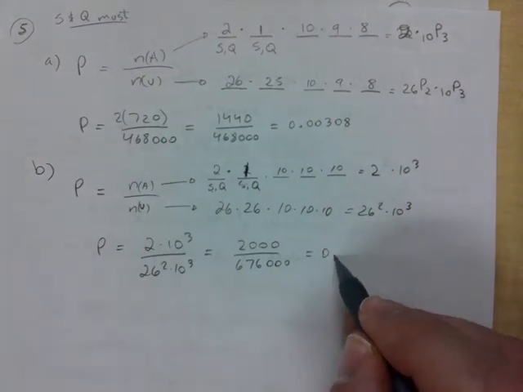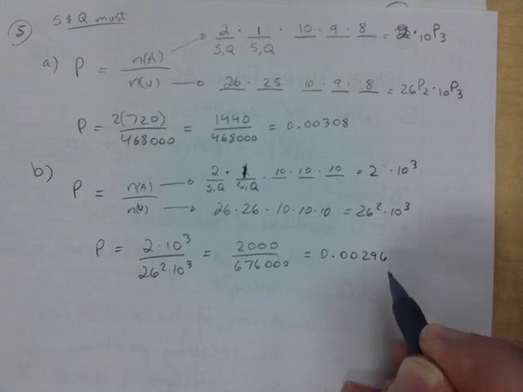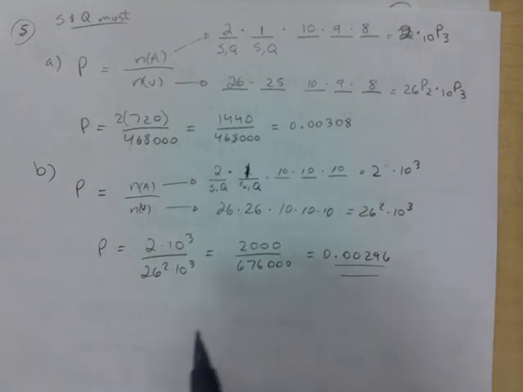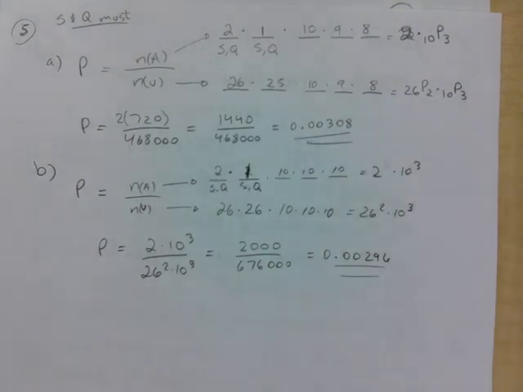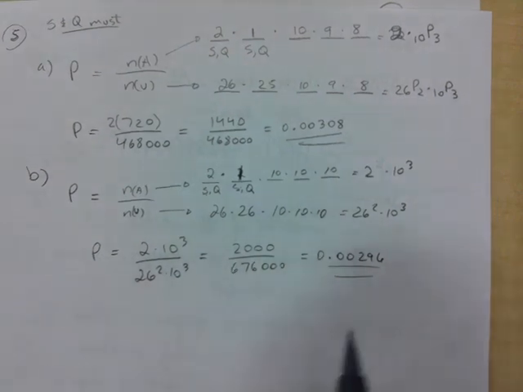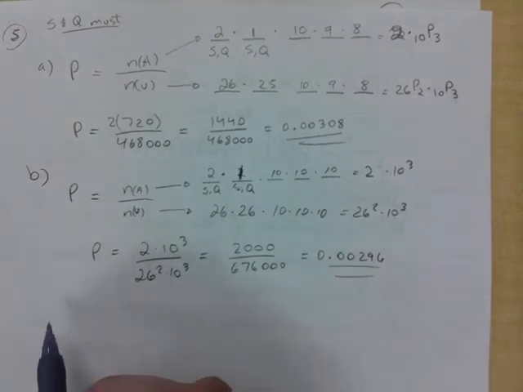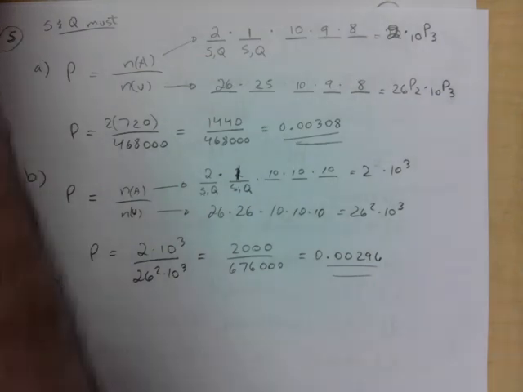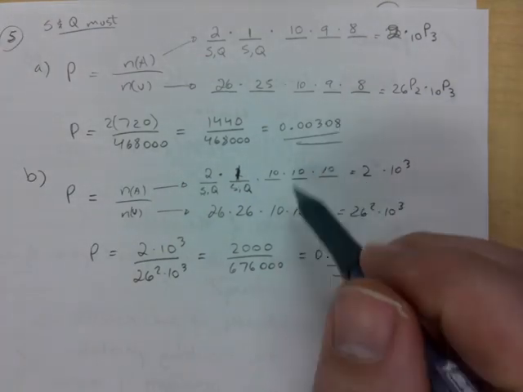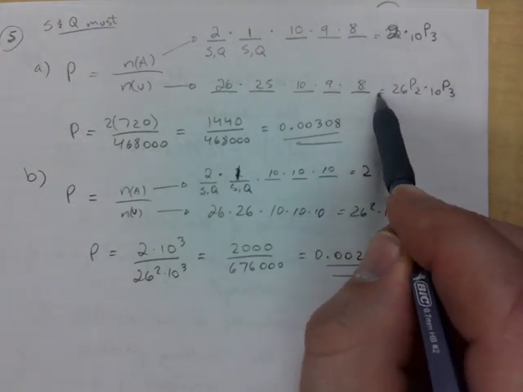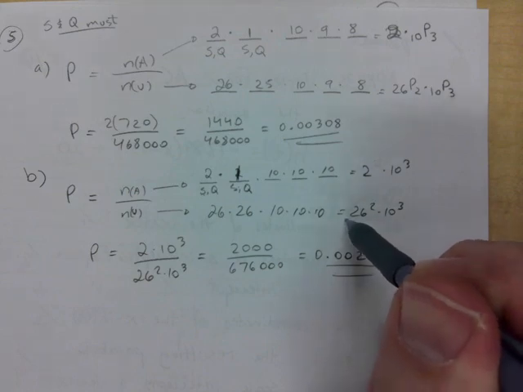And that is 0.00296 there for that. You don't have to go that far. 4 decimals would have been good, but it doesn't hurt. So those are the two for A and B under no repetition and repetition allowed.